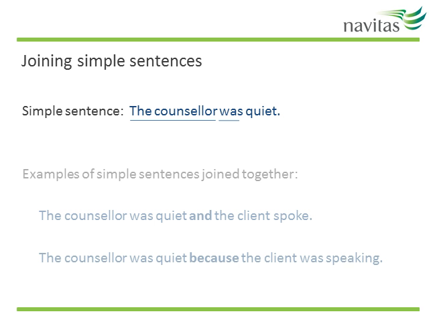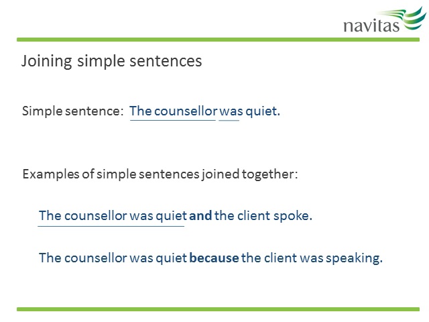Take a look at the next couple of examples of simple sentences joined together. Can you identify the two simple sentences in each example? In the first example, we have the counsellor was quiet, joined with the client spoke, linked together with and. In the second example, we have the counsellor was quiet, joined with the client was speaking, linked together with because.